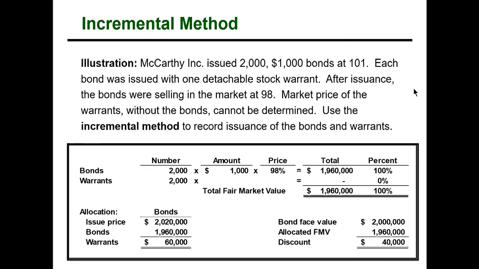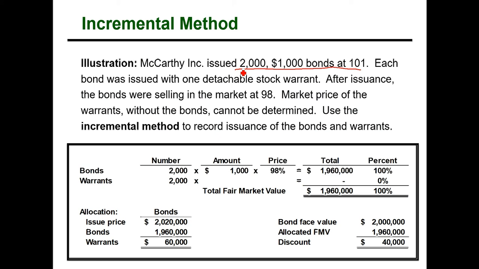Okay, so let's look at this illustration. McCarthy issued 2,000 $1,000 bonds at 101. So we know, by the issue, that we issued it at 101. And because we issued it at 101, we know this is the amount of cash that we received, which is $2,020,000. Each bond was issued with one detachable stock warrant. After issuance, the bonds were selling in the market at 98. So in other words, we know that this combination of a bond with a warrant was selling at 98.